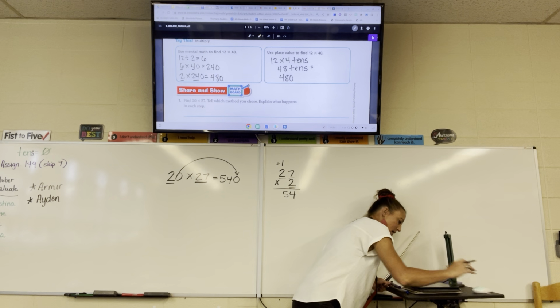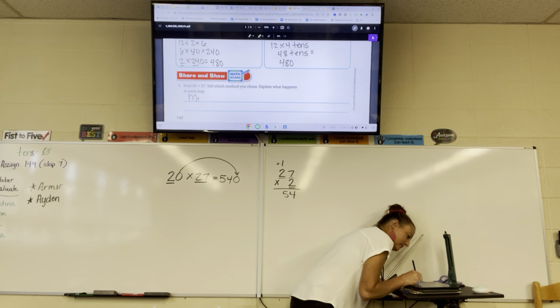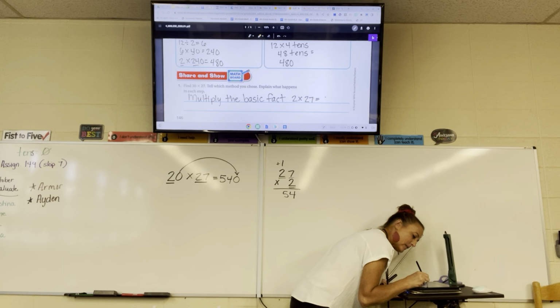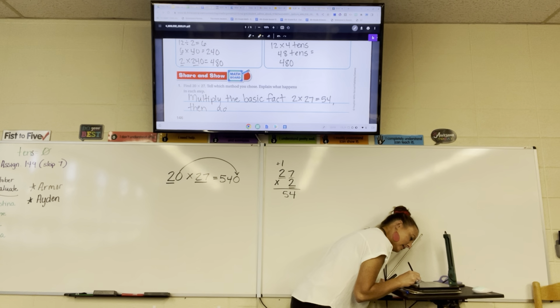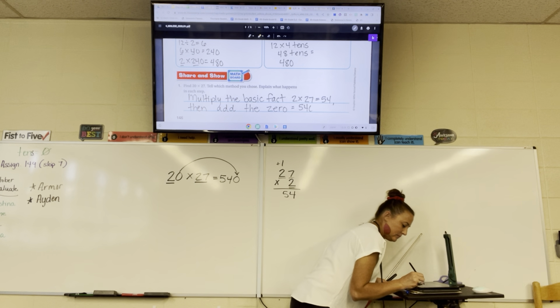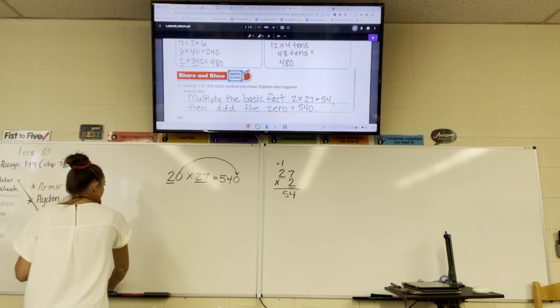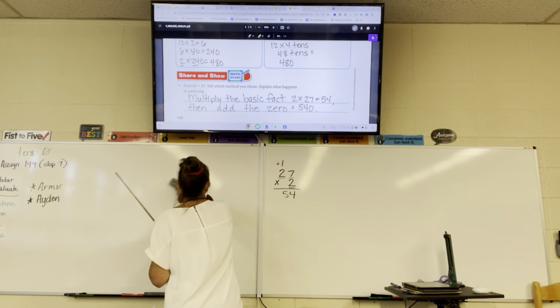So here's what I'm going to write. Multiply the basic fact times 27, then add the 0. Equals 54, then add the 0. So that is essentially what we are doing today.